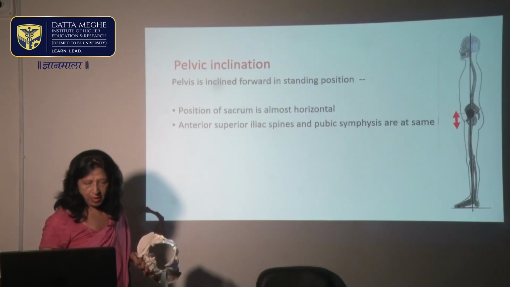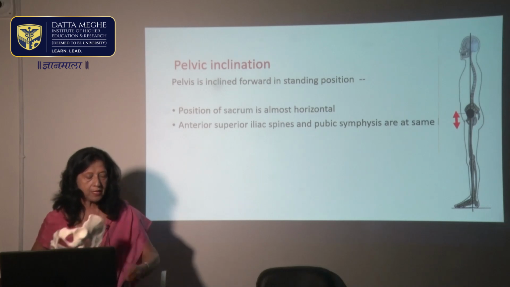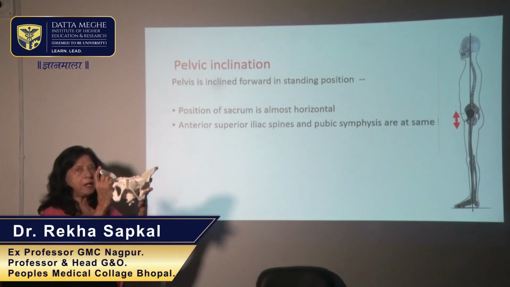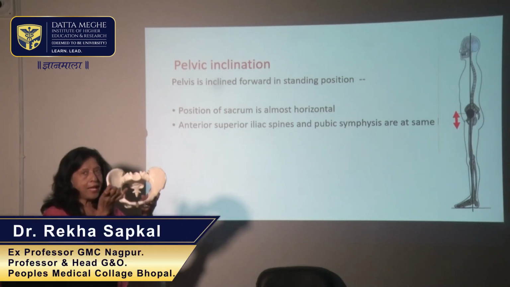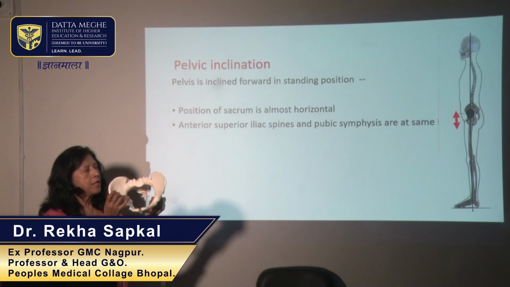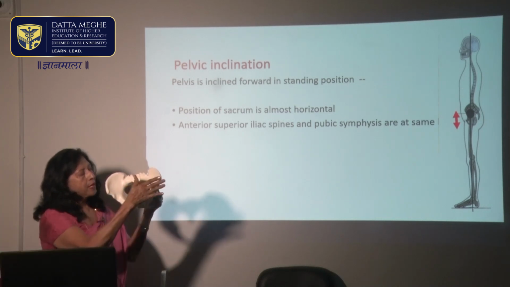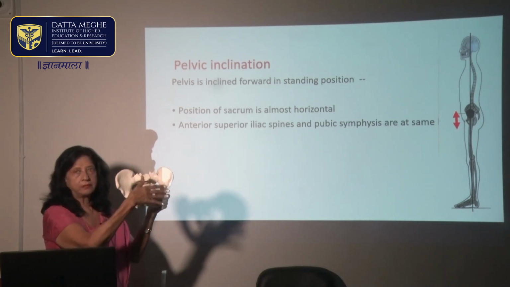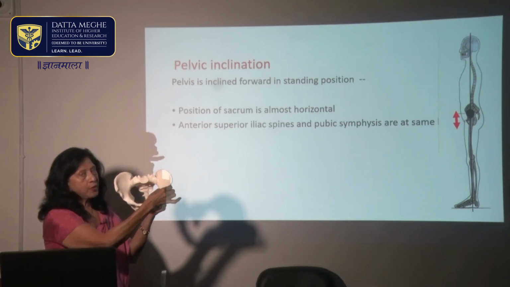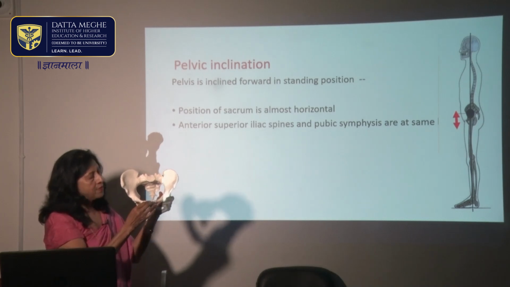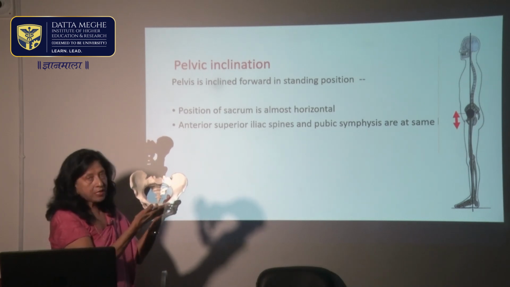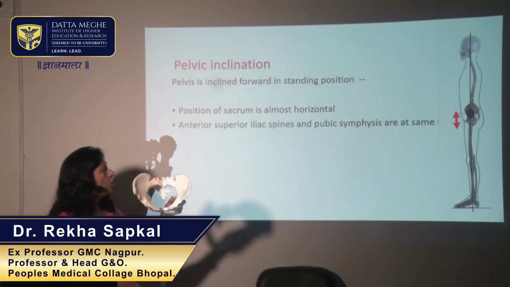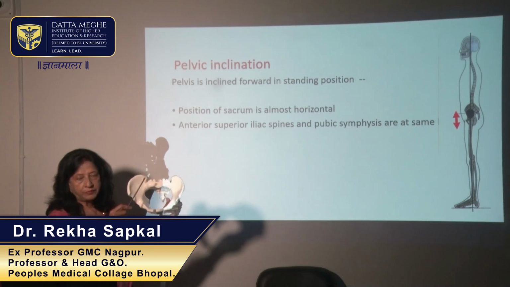Pelvic inclination. So, what is this pelvic inclination? Try to understand. When the lady stands, the pelvis is not like this. It is inclined like this. Means what? The anterior superior iliac spine and pubic symphysis are in one line. These are the two, the anterior superior iliac spine and pubic symphysis. They are in one line and the pelvis is inclined like this. The sacrum is almost horizontal.